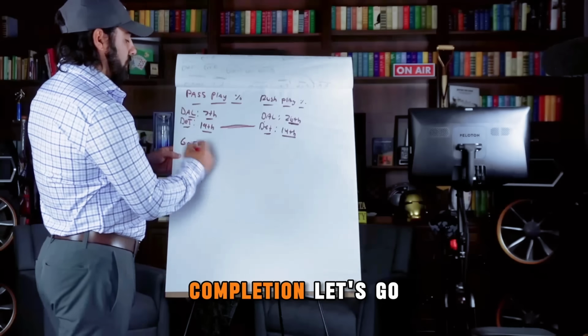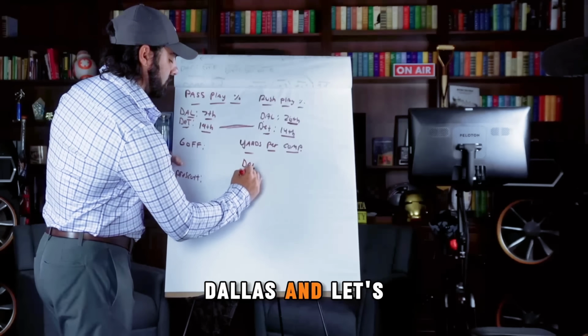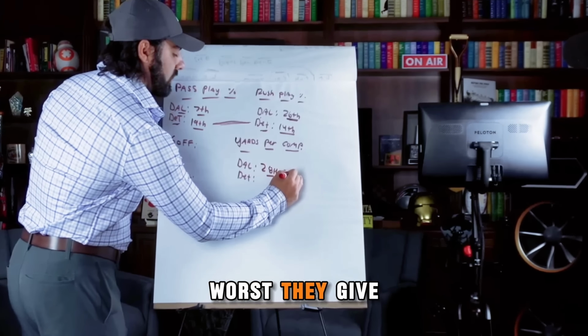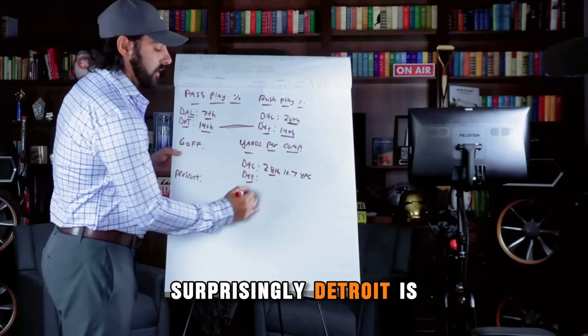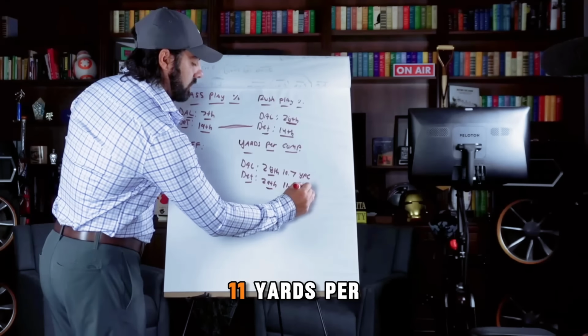So yards per completion, let's go ahead and write that down. Yards per completion, let's look at Dallas and let's look at Detroit. Now Dallas is 28th, okay, one of the worst. They give up 10.7 yards per completion. Surprisingly, Detroit is even worse. They're 29th, and they give up 11 yards per completion.